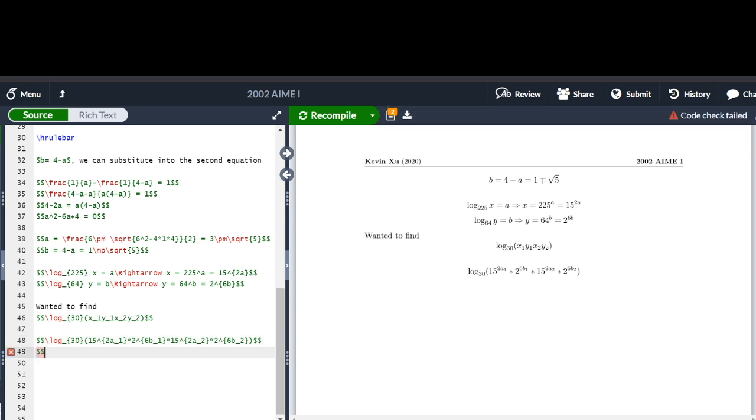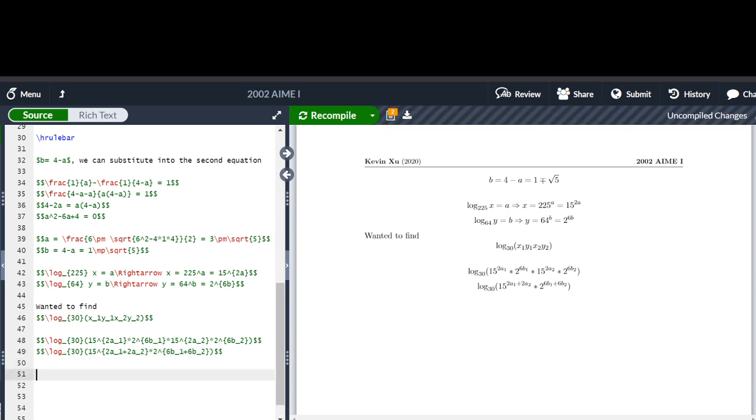And it's nice to see that we can use another exponent rule to simplify this a bit, make it easier on ourselves. So this is 15 to the power of 2a1 plus 2a2, and 2 to the 6b1 plus 6b2. Now what is a1 plus a2? a1 and a2 are 3 plus or minus root 5. Doesn't really matter which order they are, but their sum will be 6 because the plus root 5 and the minus root 5 cancel out.